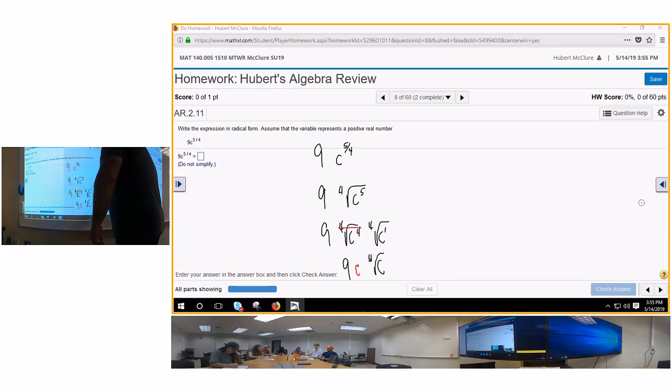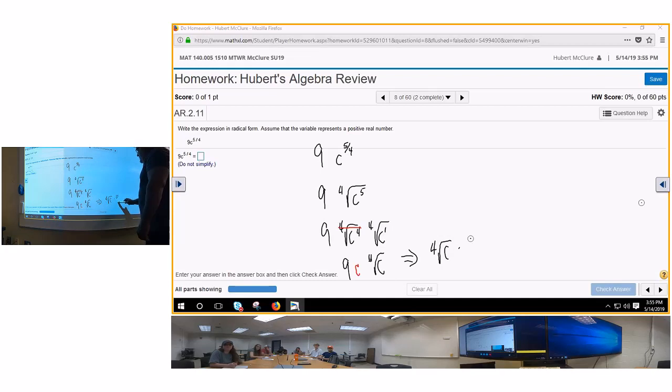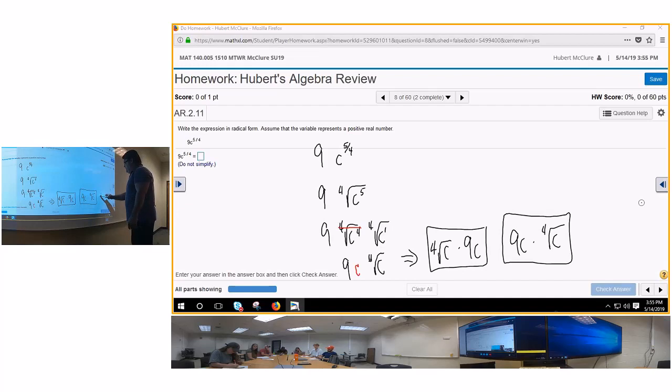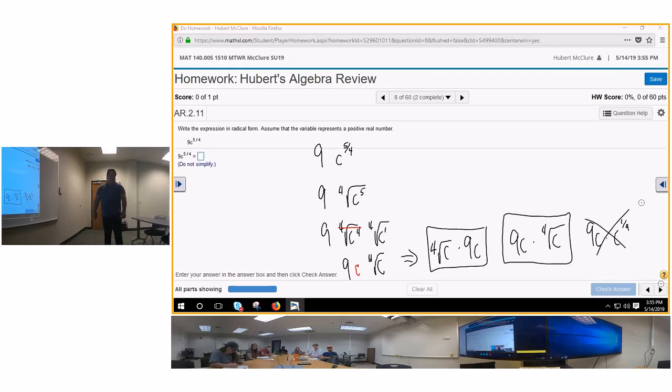So your final answer is however you want to write it. You can say the 4th root of c times 9c, or you can write 9c times the 4th root of c. They may even want it as rational exponents, which would be 9c times c to the 1/4. I don't think that would be a way they want it. They would probably want one of those two.